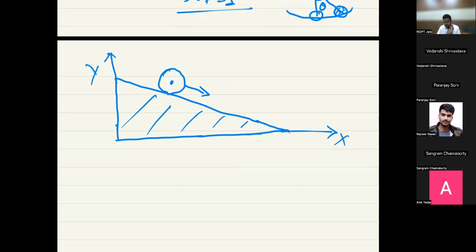2 degrees of freedom or 1 degree of freedom? How much? So what you are telling is that this is the angle theta. This is the angle, right? Yes, sir. Then how many degrees of freedom do we have here? 1. Any other answer?